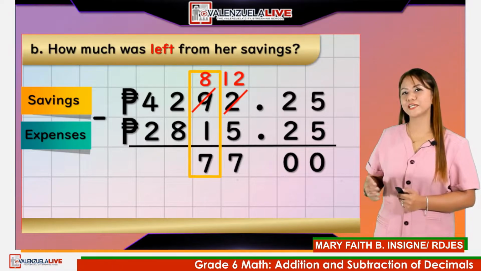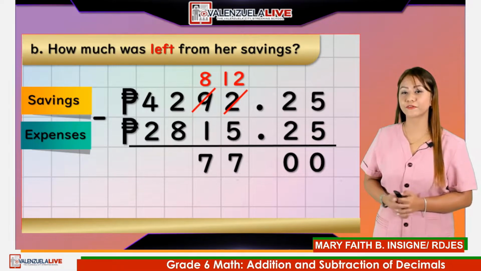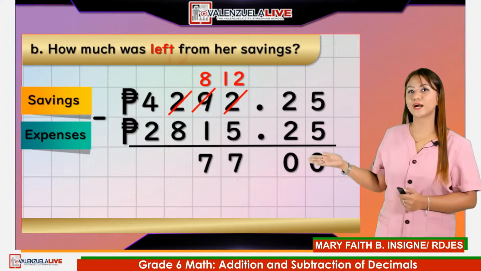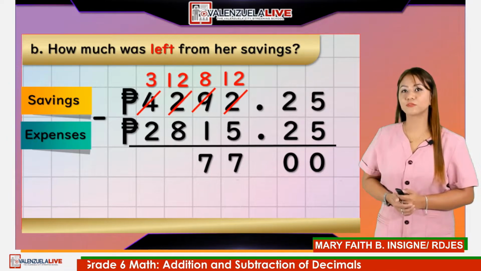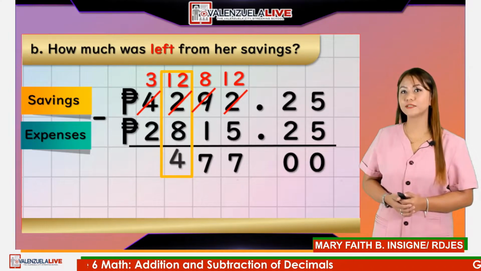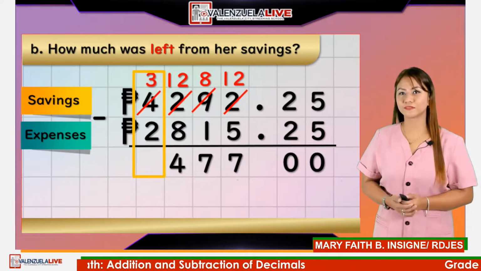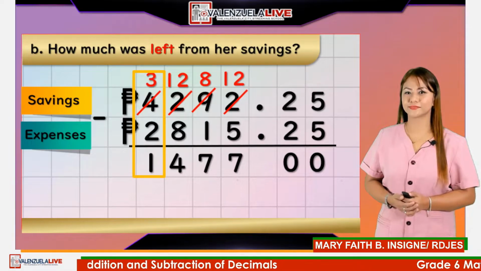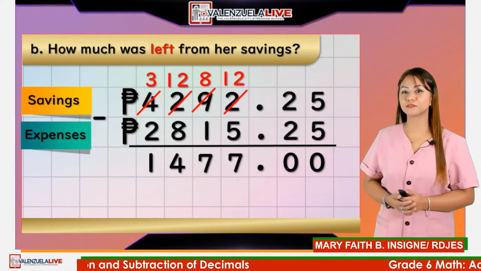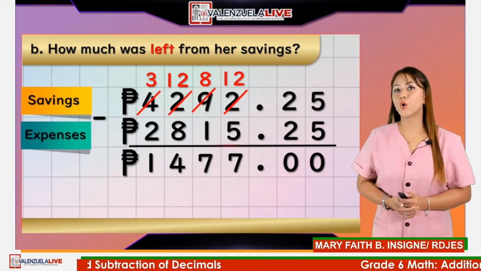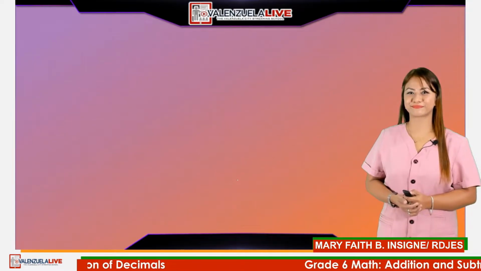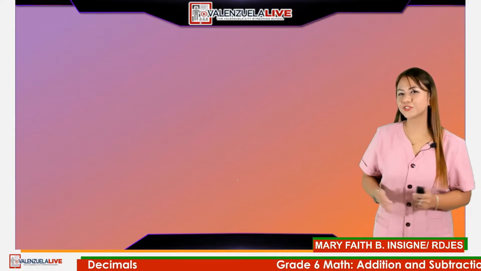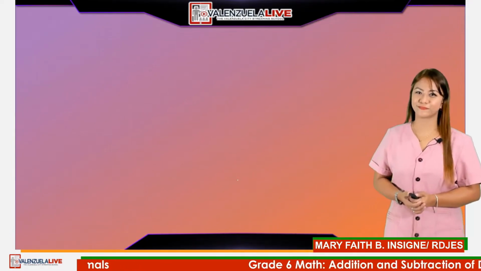We cannot subtract 8 from 2 again, so we need to apply regrouping. So 2 will become 12 and 4 will become 3. 12 minus 8 equals 4. 3 minus 2 equals 1. Therefore, the total amount of her savings left is 1,477 pesos.